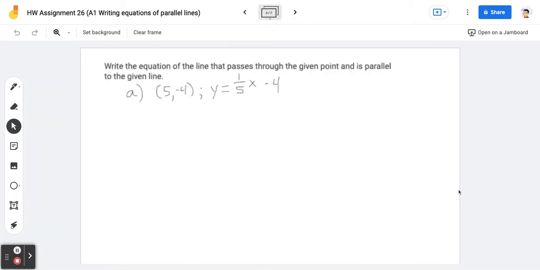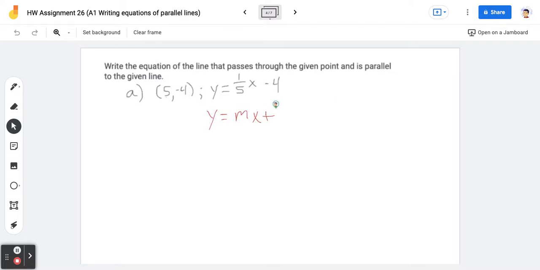So let's start with this equation. We're going to write the equation of a line that passes through the given point and is parallel to the given line. The point that we have is (5, negative 4). So we want our line to go through that point, and we want it to have the same slope as this equation right here. It's already in slope-intercept form, so I don't have to worry about that. So I'm going to work on writing a new equation. Remember, I want my equation to be in slope-intercept form.